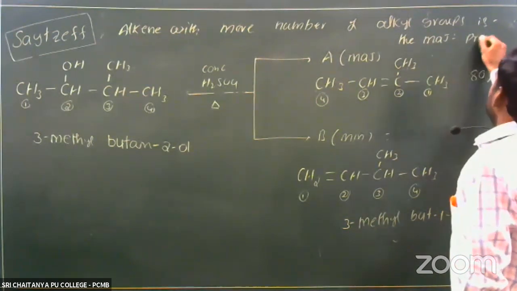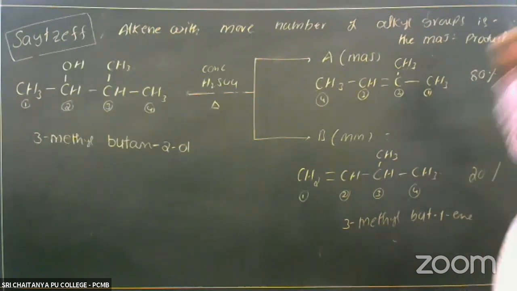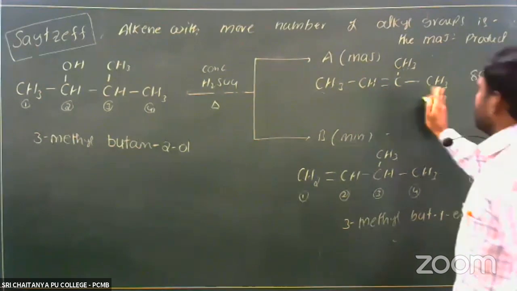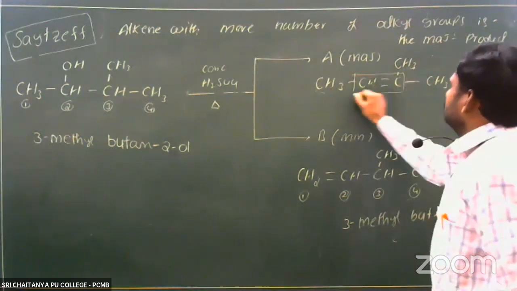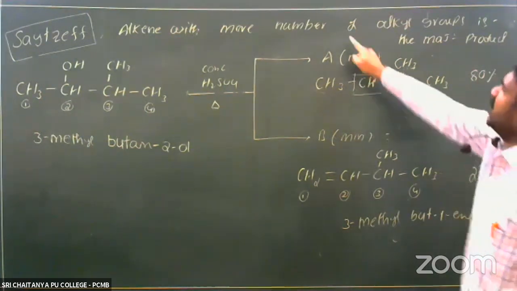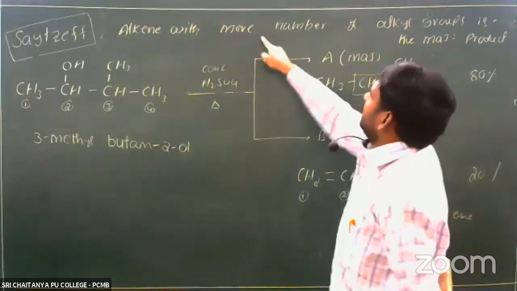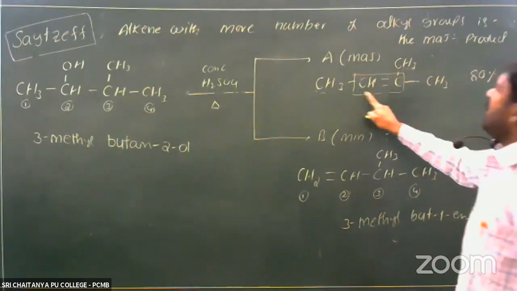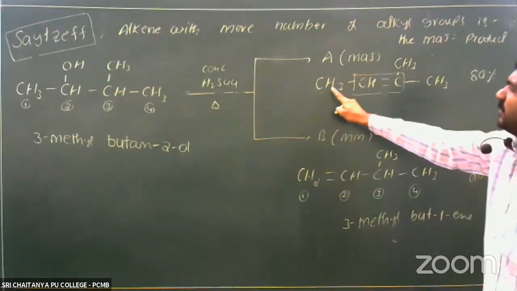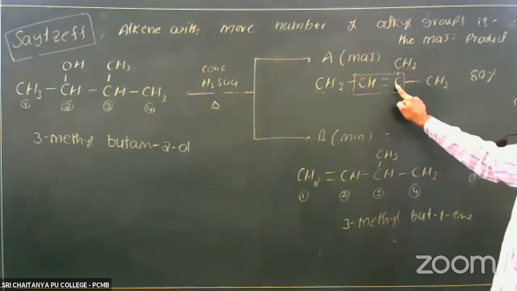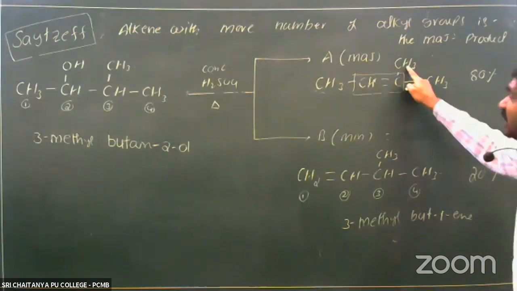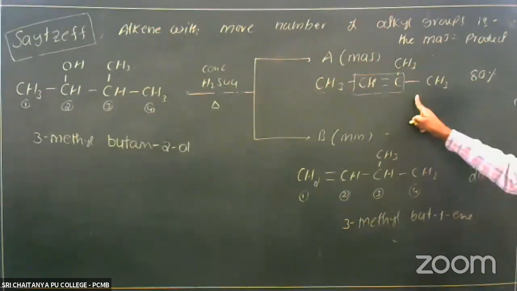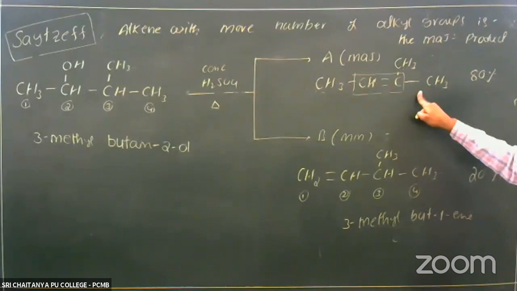It is the major product. Here these two are double bonded carbons. Alkene means double bonded. So the alkene with more number of alkyl groups: this double bonded carbon is attached with CH3, and this double bonded carbon is attached with 2 methyl groups. It contains more number of alkyl groups, so it is the major product.